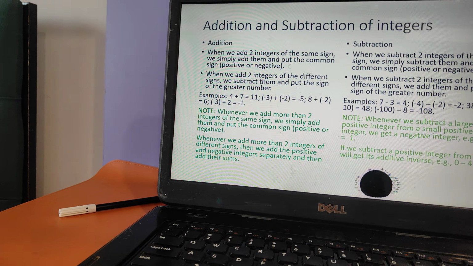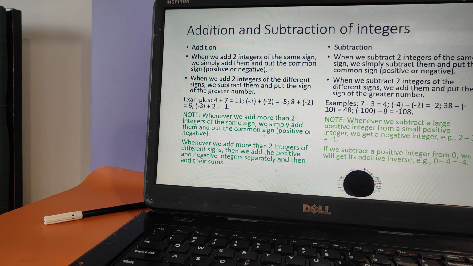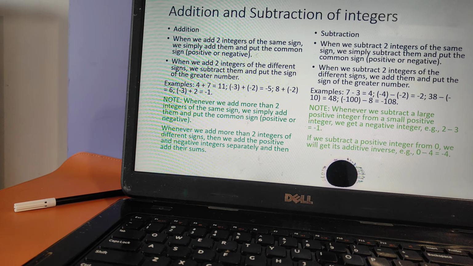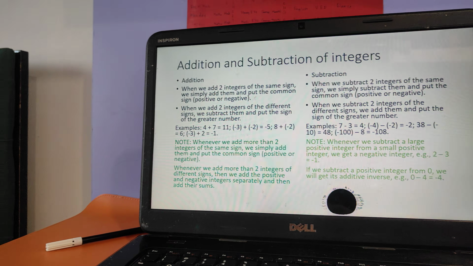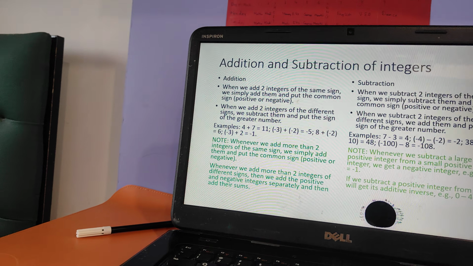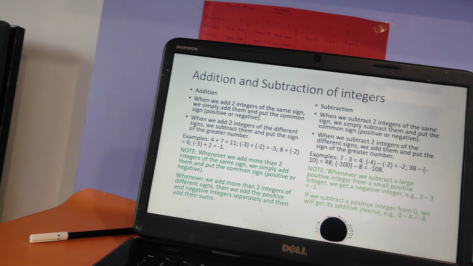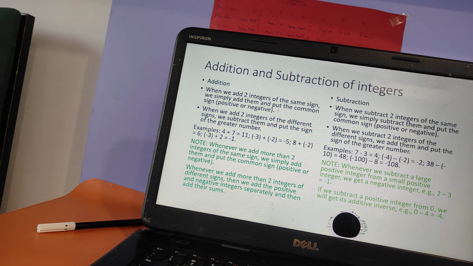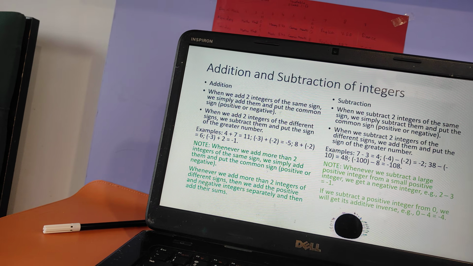have to add them. If we are adding two positive integers, then we would again get a positive integer. If we do the same with negative integers, we would again get a negative integer. But if we add two integers of different signs, we subtract them and put the sign of the greater number. Yes, if they have different signs, we subtract them and put the sign of the greater number.